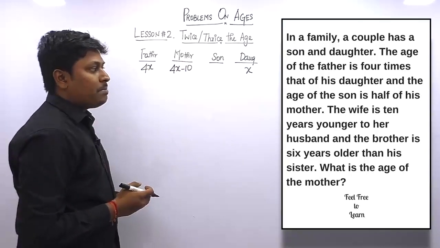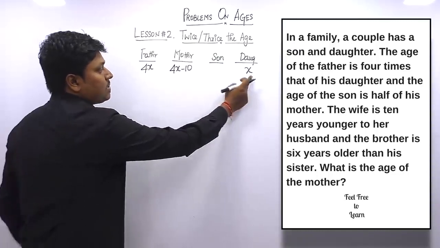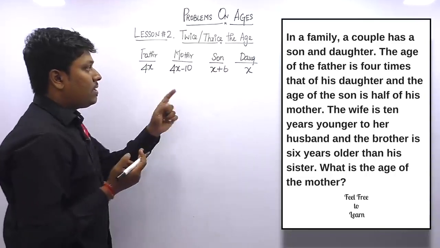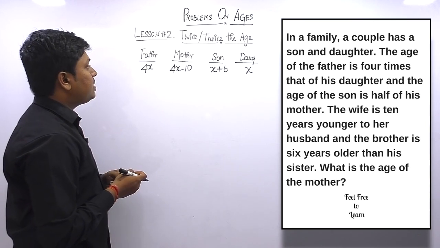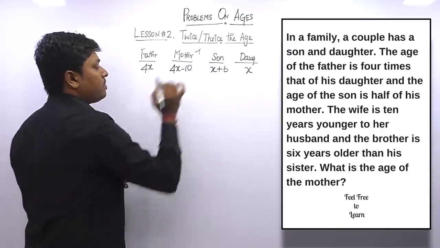And the next point, the brother is 6 years older than his sister. So 6 years older than his sister, then x plus 6. So finally, the daughter's age will be x, the son's age will be x plus 6, the mother is 4x minus 10, and the father is 4x. And our target is to find the age of the mother, right?